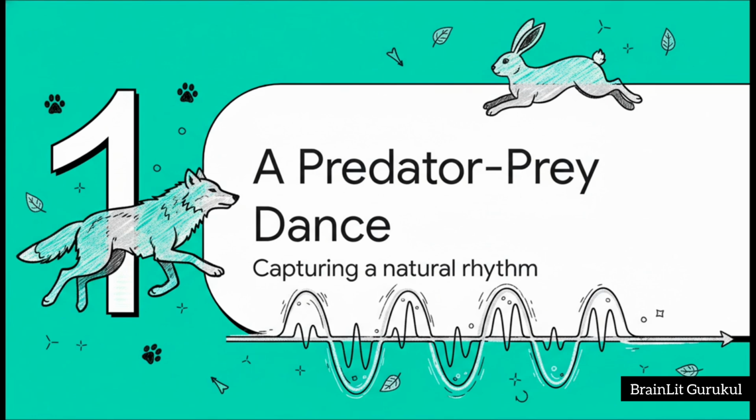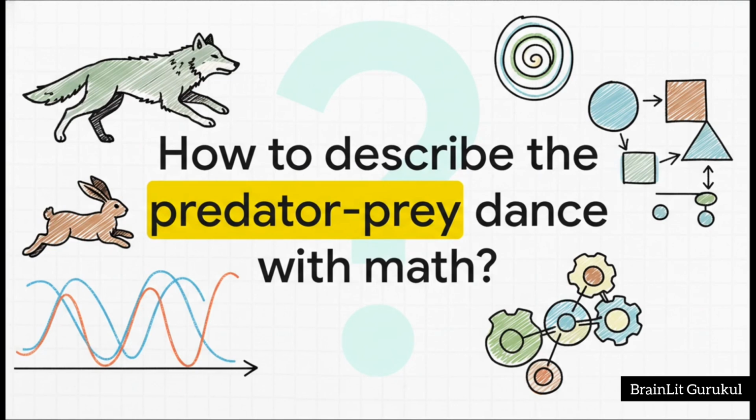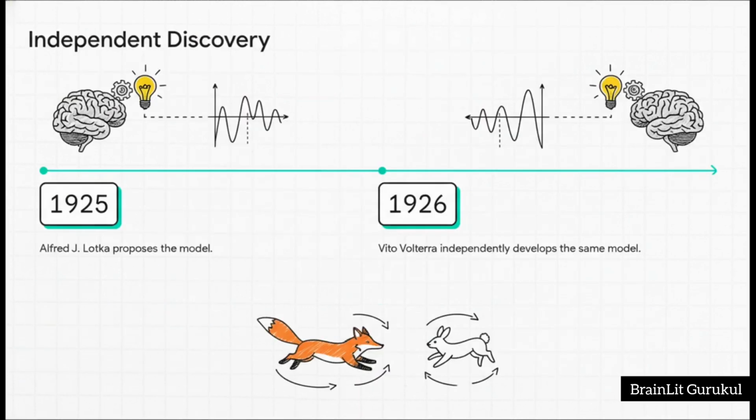At its heart, this is all about finding a way to capture one of nature's most fundamental rhythms. So, that's the big question, right? How on earth can you take something as wild and complex as the relationship between, say, lynx and snowshoe hares and boil it down to pure mathematics? Well, the answer came from not one, but two brilliant minds, who came up with the exact same idea at almost the exact same time without even knowing about each other. You had Alfred Lotka in 1925 and Vito Volterra in 1926. When something like that happens, you know you're onto something truly fundamental.